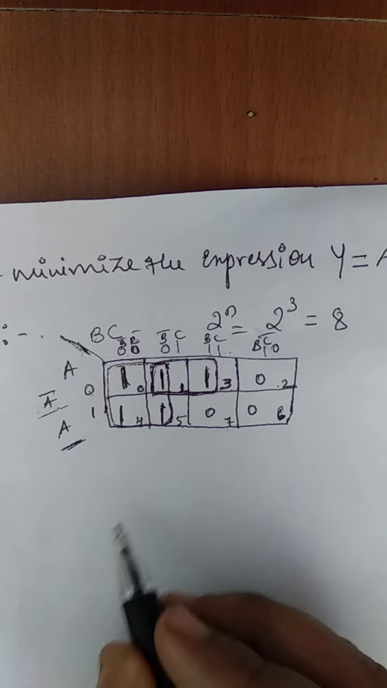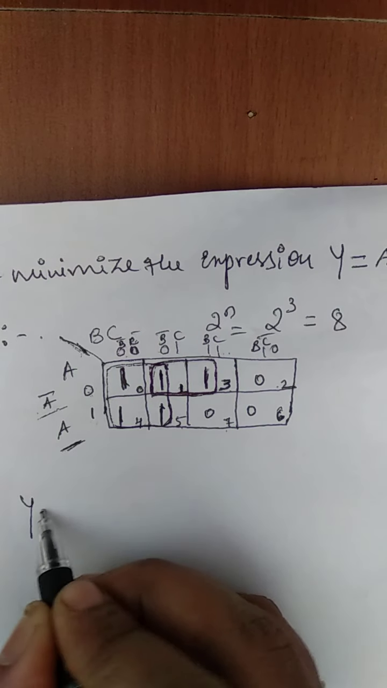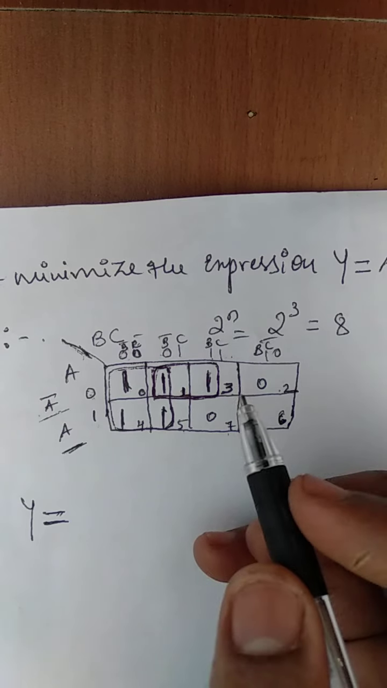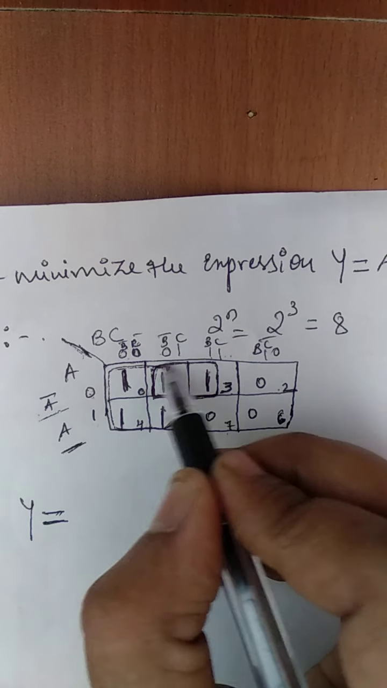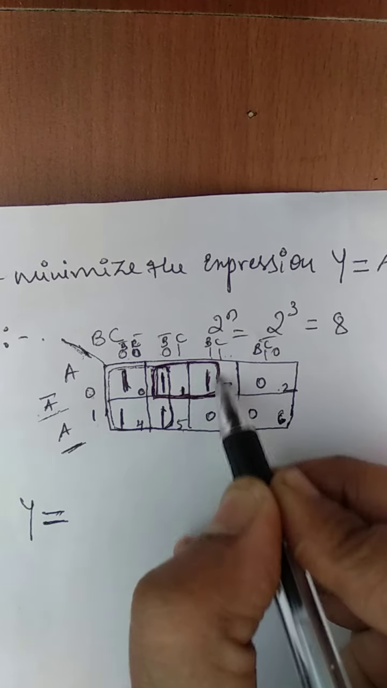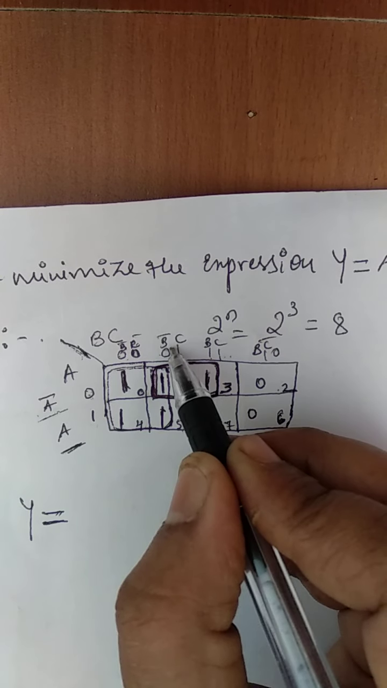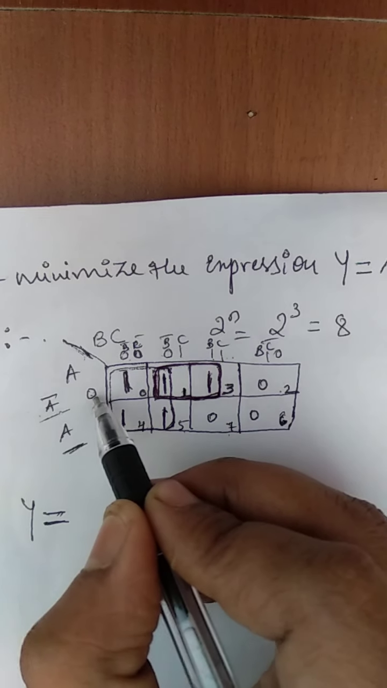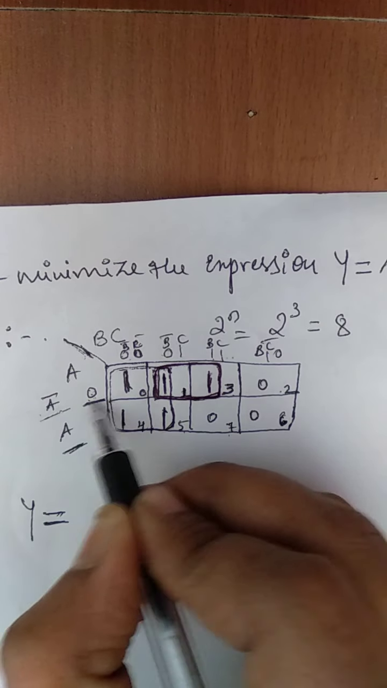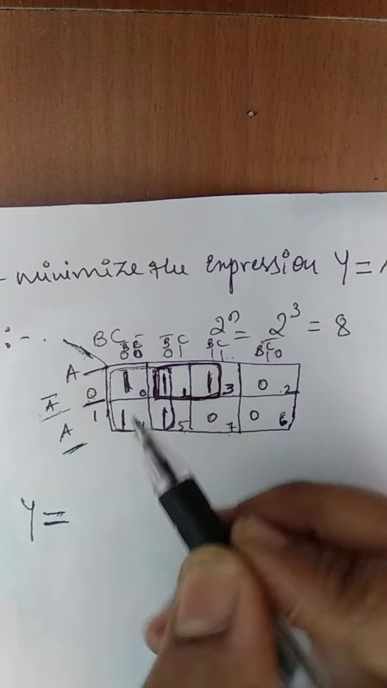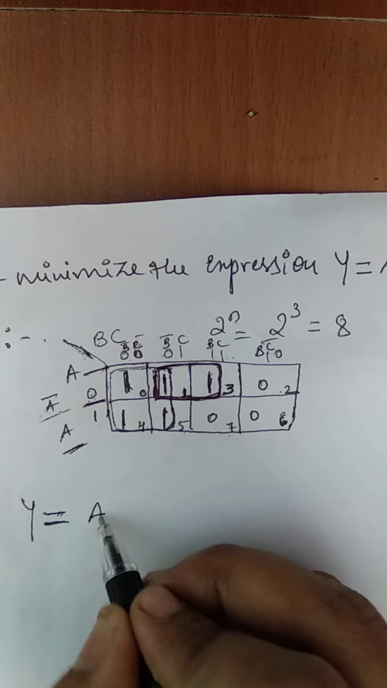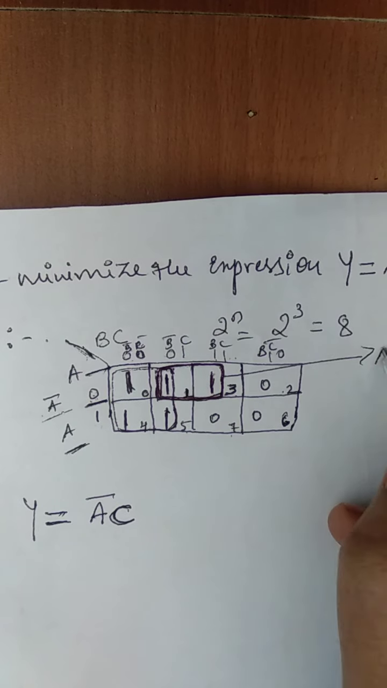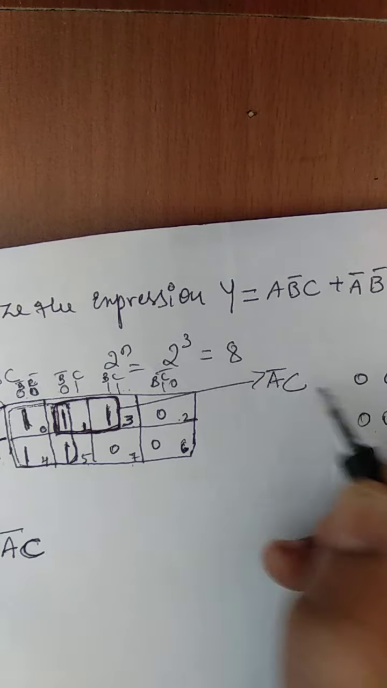Okay. So final expressions, what we have to write. First, you need to check with this group, this double group. Is there any common B bar and C and B, C? So C is common and here no common terms are there. Then the equation is A bar C for this. This is A bar C.